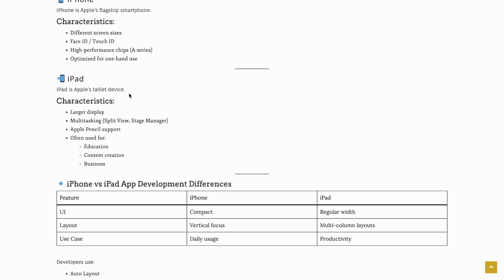And iPad is Apple's tablet device. Characteristics are a larger device, multitasking, split view, and Stage Manager. It has a bigger screen compared to the iPhone, which can give you a different experience through split view and Stage Manager.